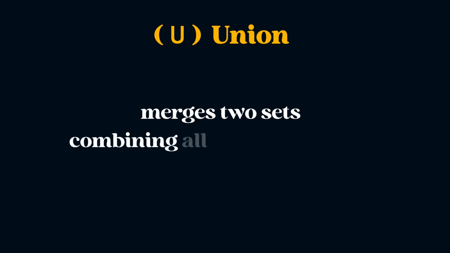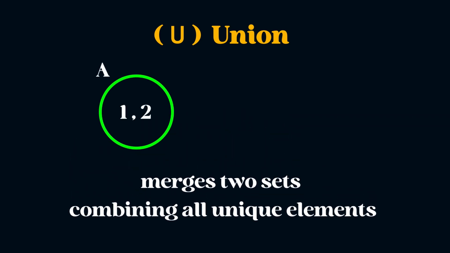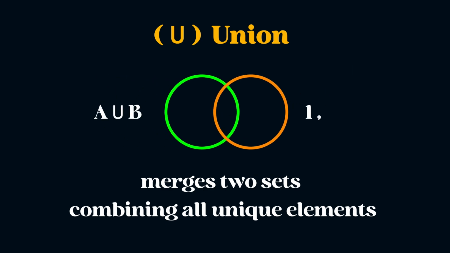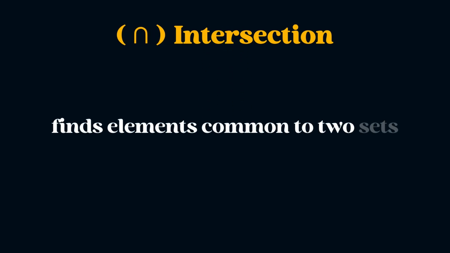22. Union. Union merges two sets, combining all unique elements. For example, if A equals {1, 2}, B equals {2, 3}, then A union B equals {1, 2, 3}. 23. Intersection. Intersection finds elements common to two sets.